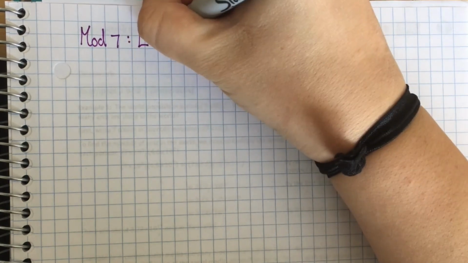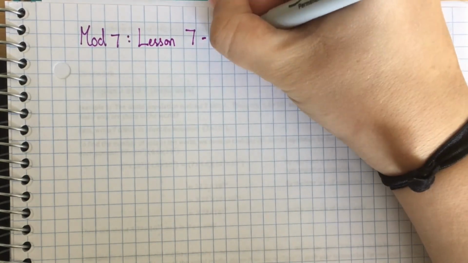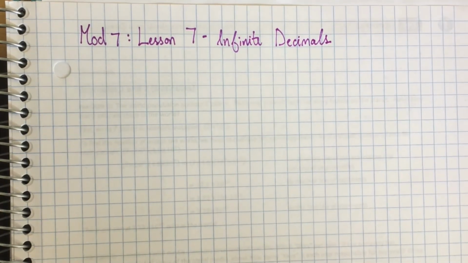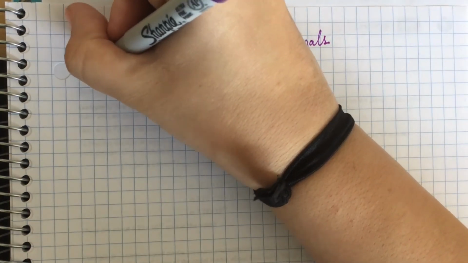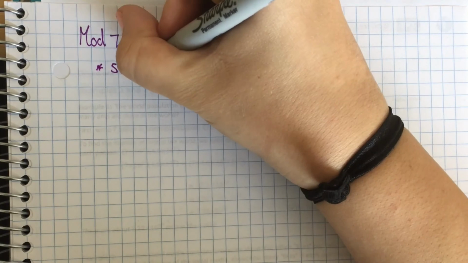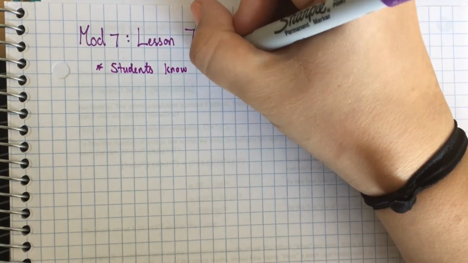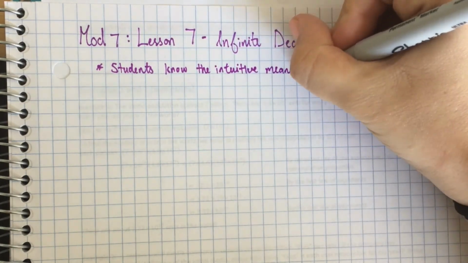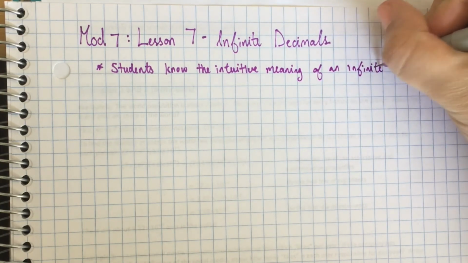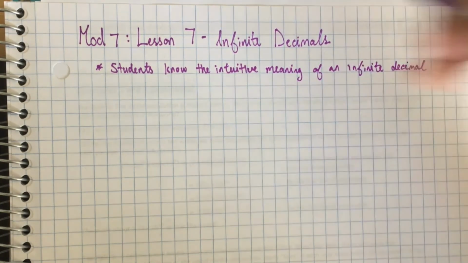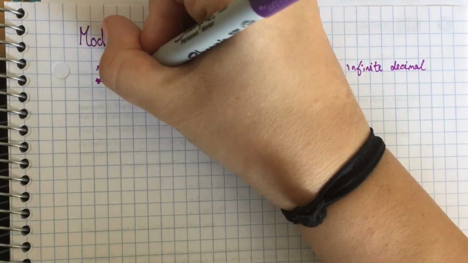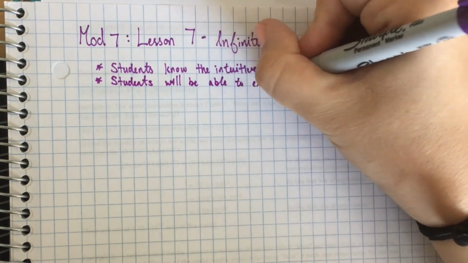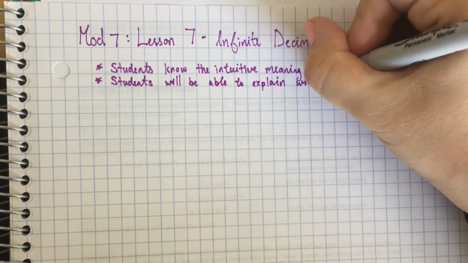Hi everyone, today we're looking at Module 7, Lesson 7, and we're going to be discussing infinite decimals. The two learning targets we're looking at today start with students know the intuitive meaning of an infinite decimal. So we all know that infinite decimals go on and on and on forever. And students will be able to explain why the infinite decimal is equal to a fraction.